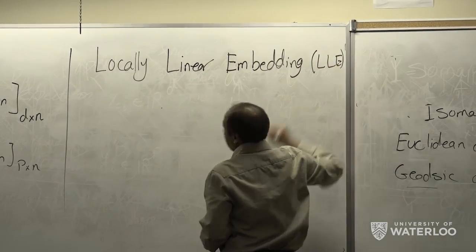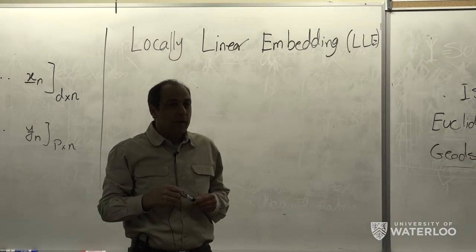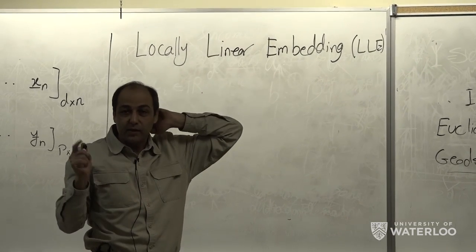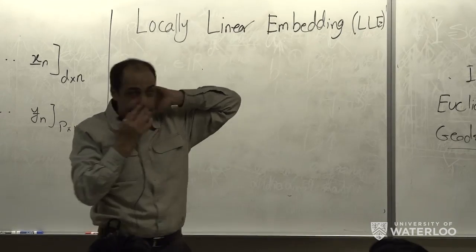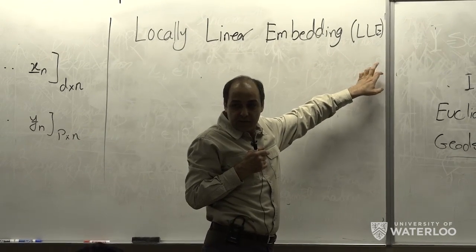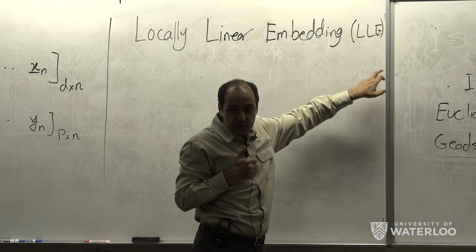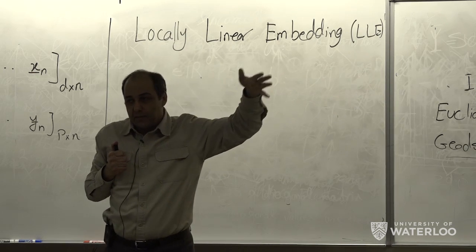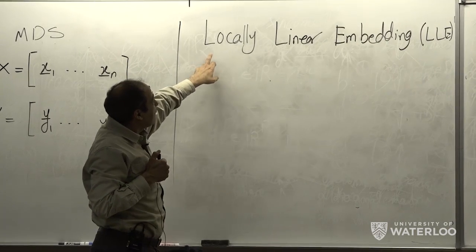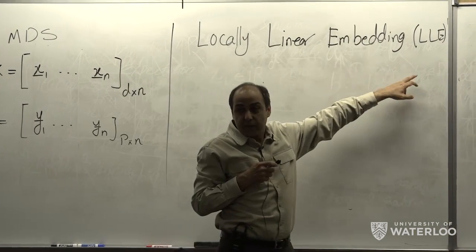And by the way, LLE was invented by Sam Roweis, who was a very great researcher, who unfortunately died in 2011. He was quite young when he died. He has many contributions in machine learning. Okay, locally linear embedding, it's called LLE.